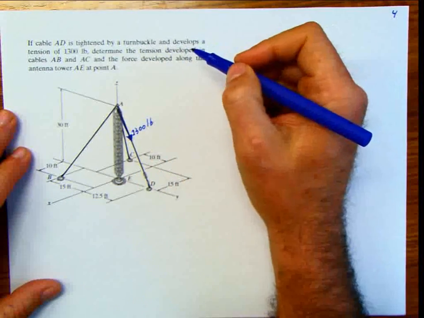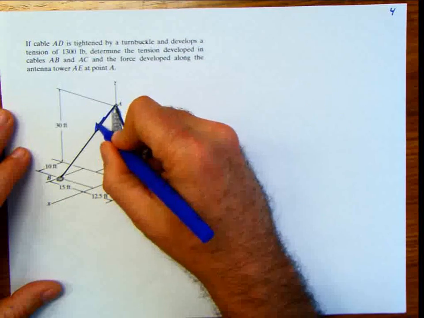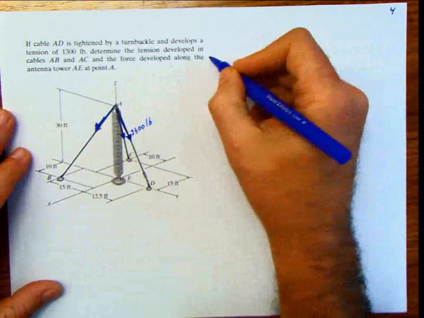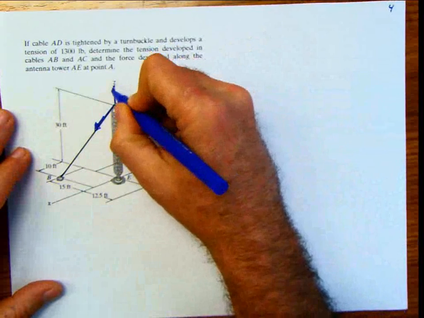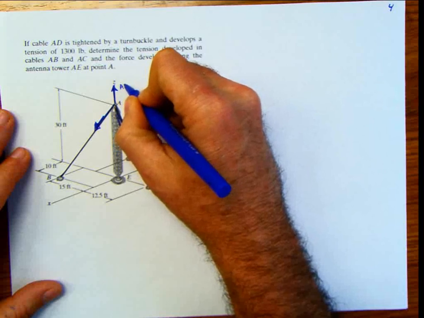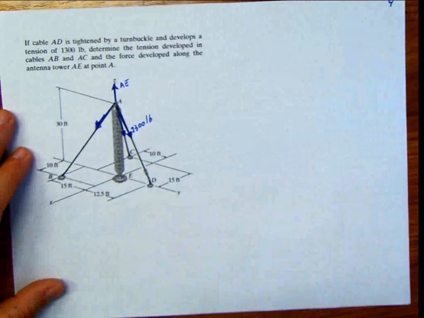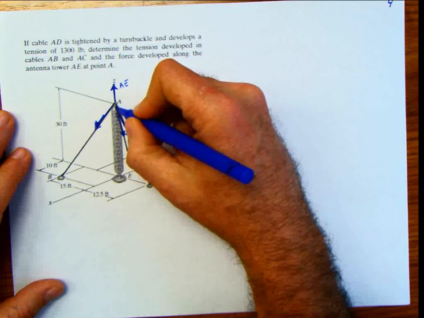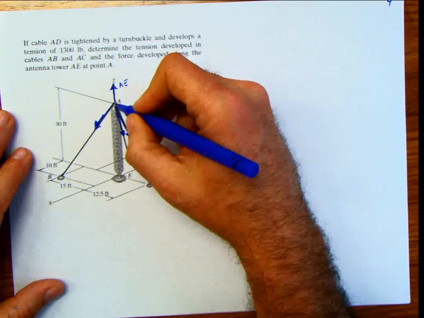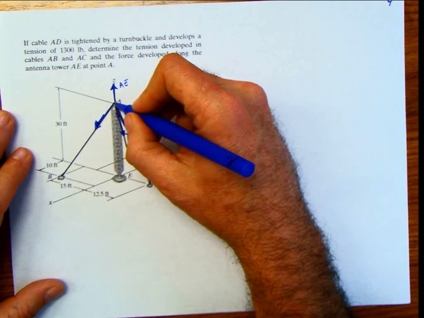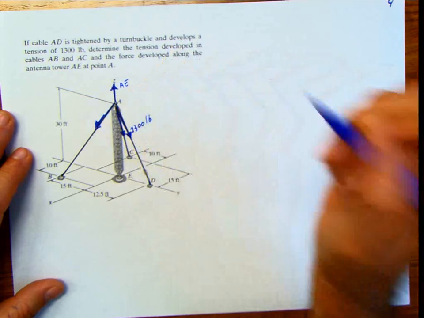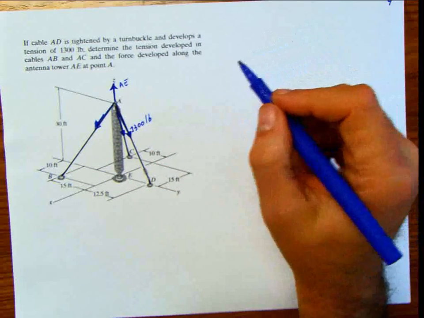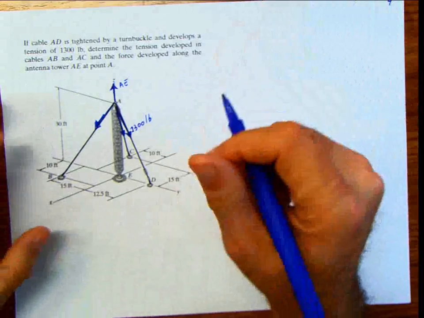Determine the tension developed in the cables AB and AC, and the force developed along the antenna tower at the point A. I'm going to put it pointing up. I could choose to make it pointing down, because I don't know exactly what force they are asking me. I'm assuming that the force they are asking me is the force that the antenna is applying to the cable. So that's why I'm putting it going up. It's going to change the direction of the result, but only the direction, not the magnitude.